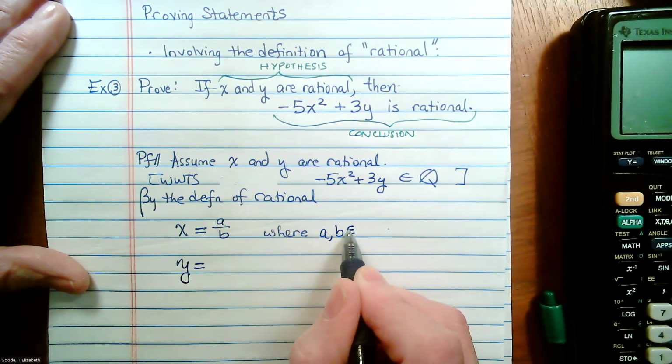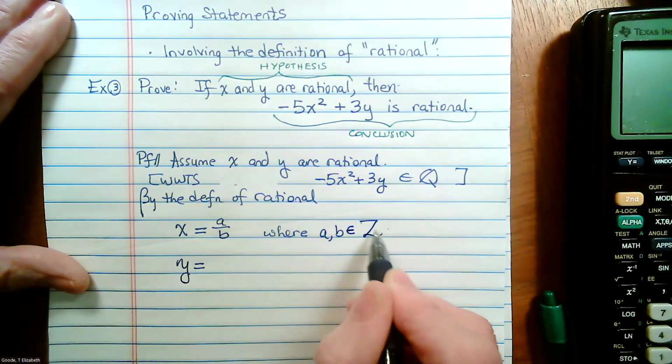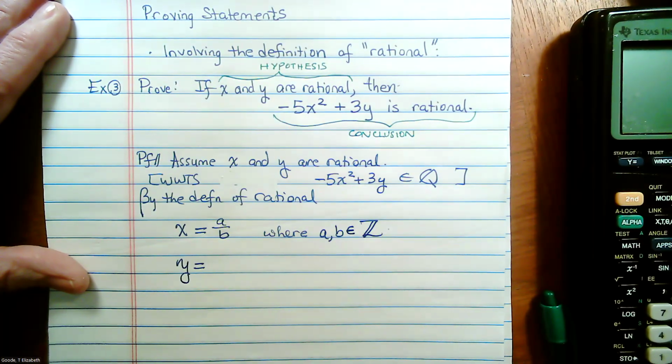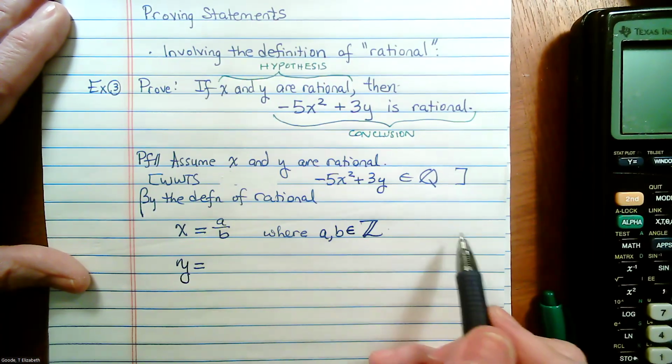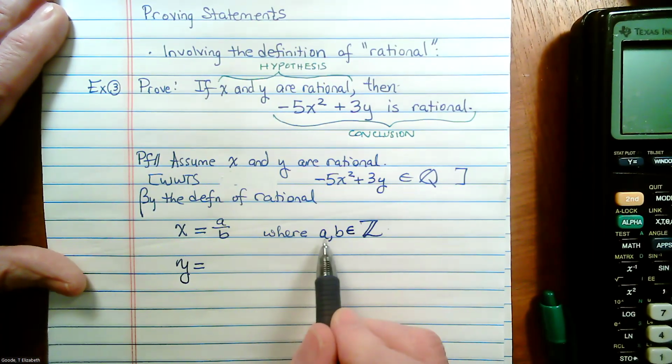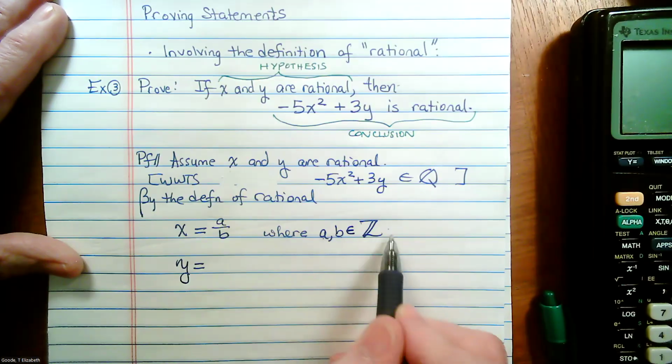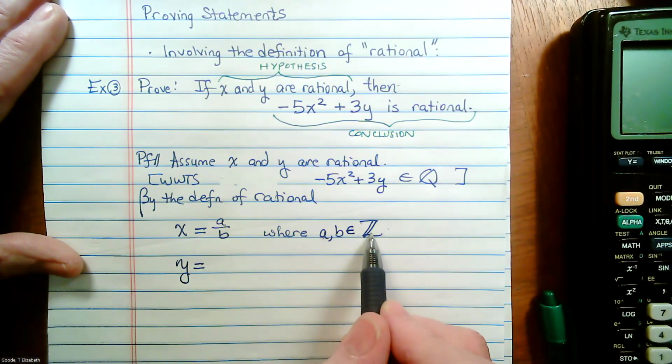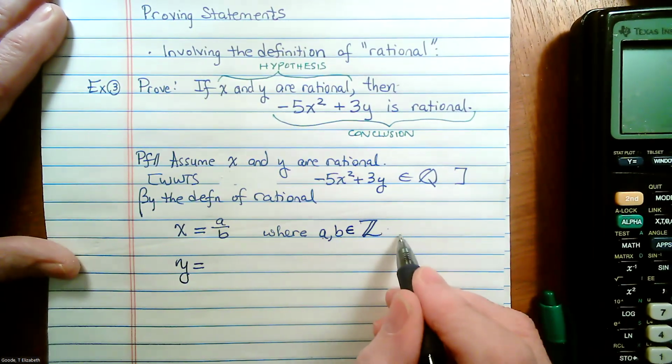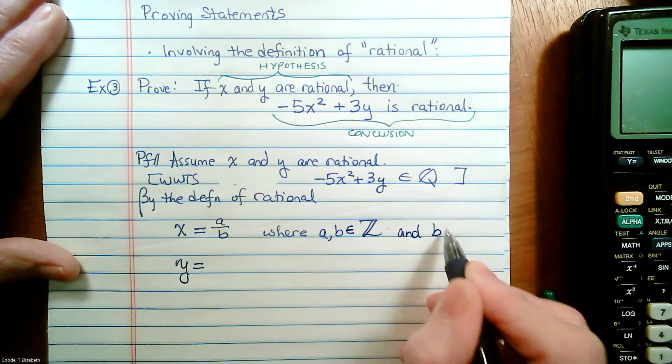Can we say where A and B are integers? Yes, you can write the words where A and B are integers, or you can use symbols: A and B are elements of Z, or A and B are in Z. What's the other thing? B does not equal 0. Exactly.